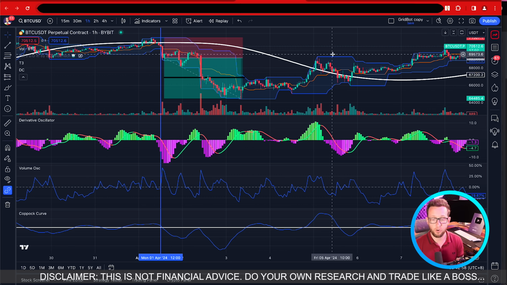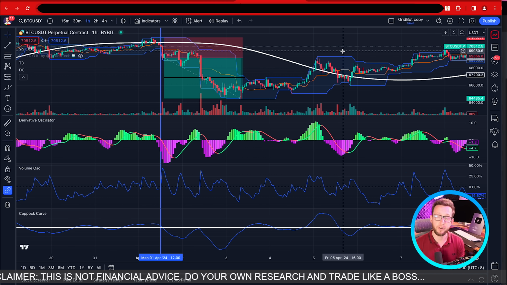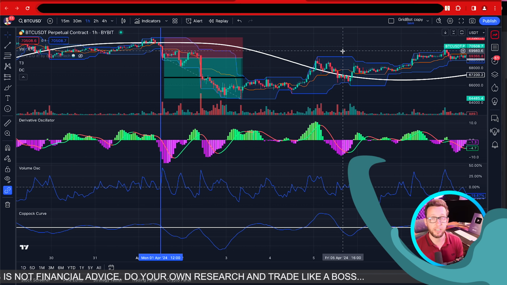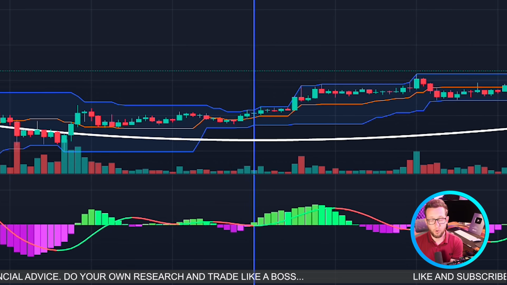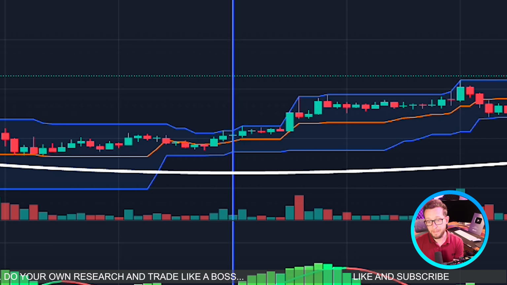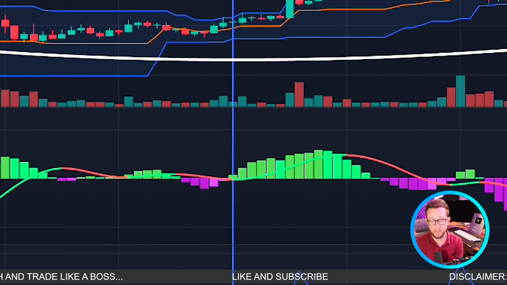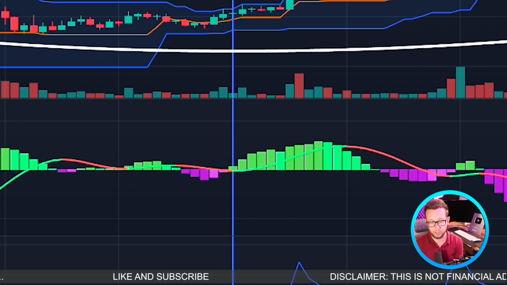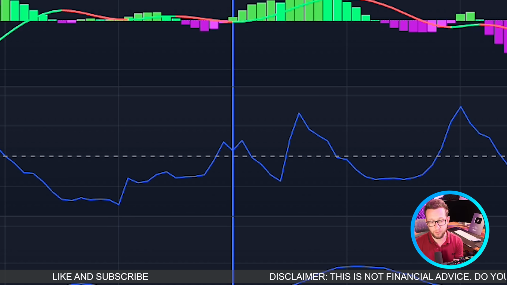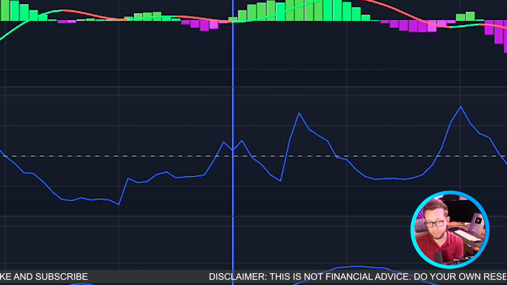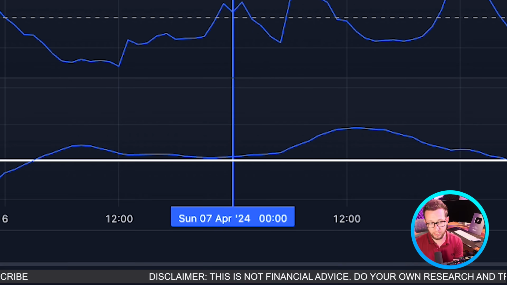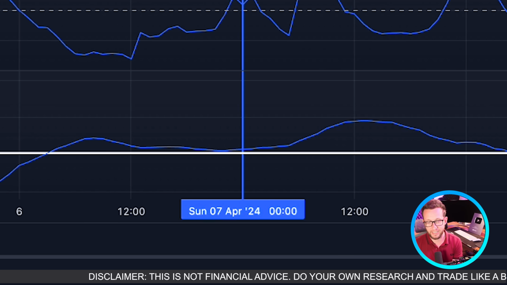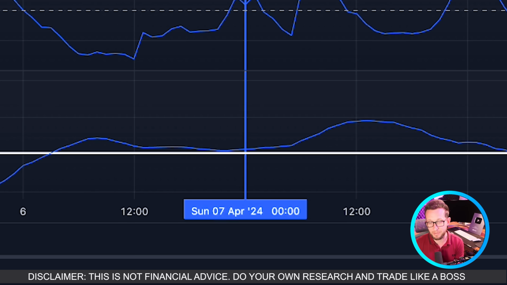Let's have a look at a long very, very quickly. And then we'll go over to backtesting it on Tradingview. Okay, so price is trending above the T3, which is this white line here. We have a green candle on the oscillator, which is the derivatives oscillator. We have the volume oscillator in the positive above the 0 here. And the Workbook indicator is also above 0.